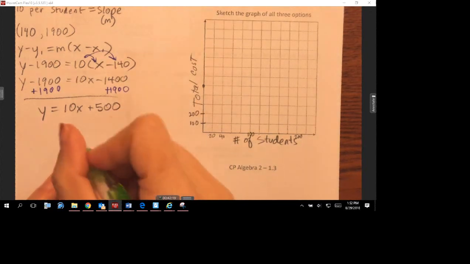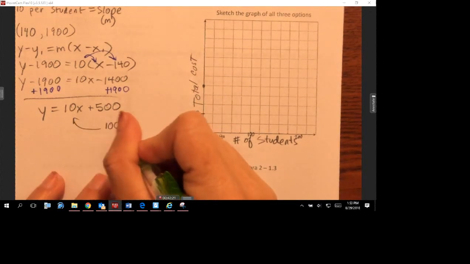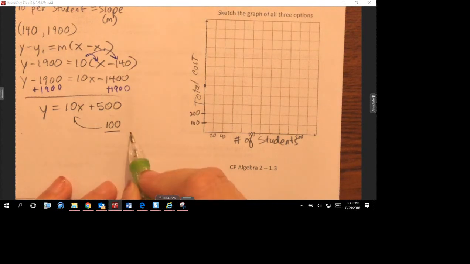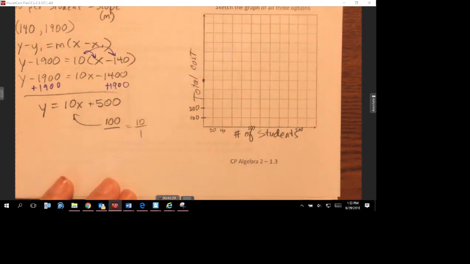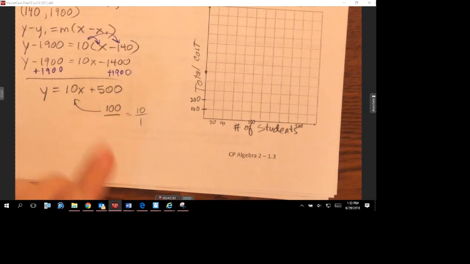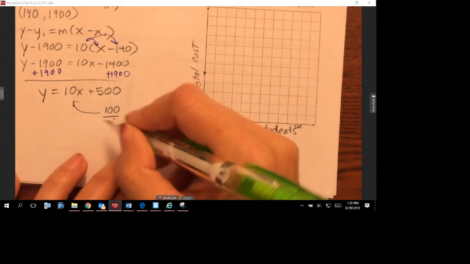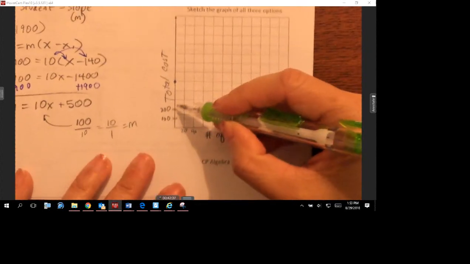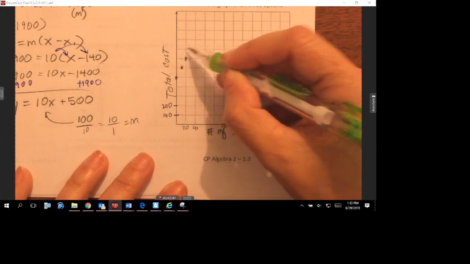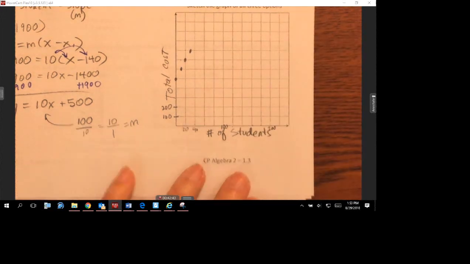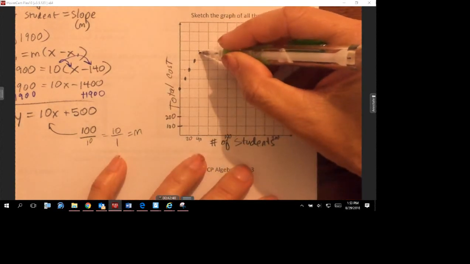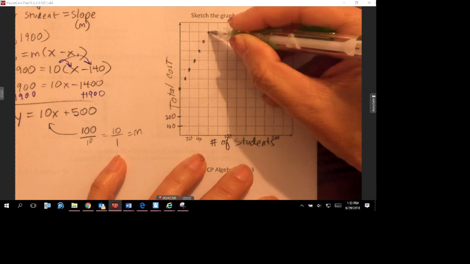Let's go up 100. Let's go up 100 over what number gives us 10? How this slope reduces to 10. 100 over what gives us 10 over 1? Okay, so let's go for our slope. Let's go up 100 over 10.